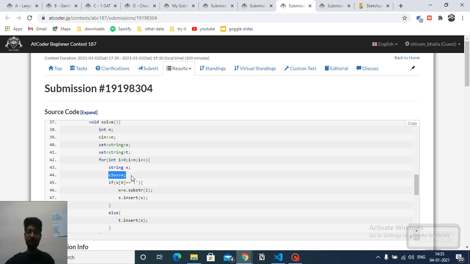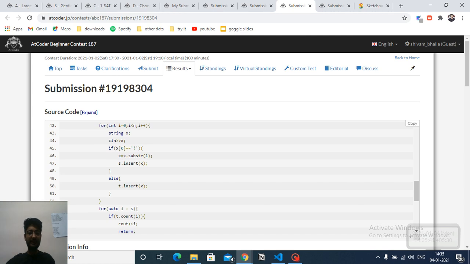So just take the input of the string. If the starting character of X is an exclamation mark, then remove that exclamation mark and take the other part of the string into the set. So how can you find that out? Just take a substring, starting from the first index. Okay, that's what I've done, because this gives you the position at which you have to start the substring. The 0th character is the exclamation mark, so leave that out.